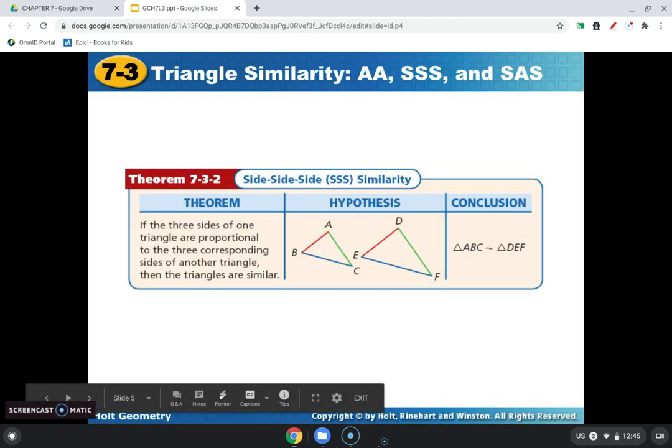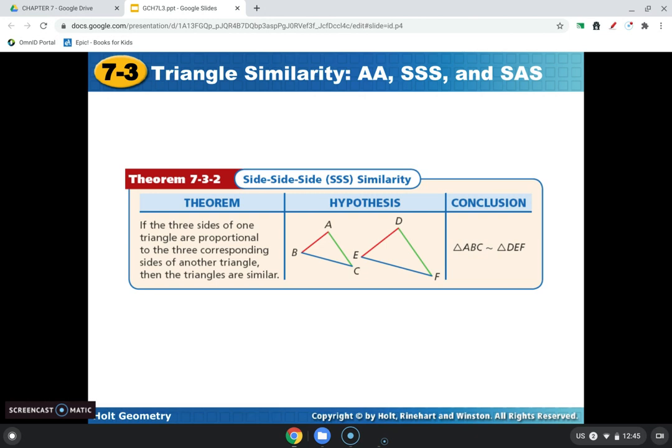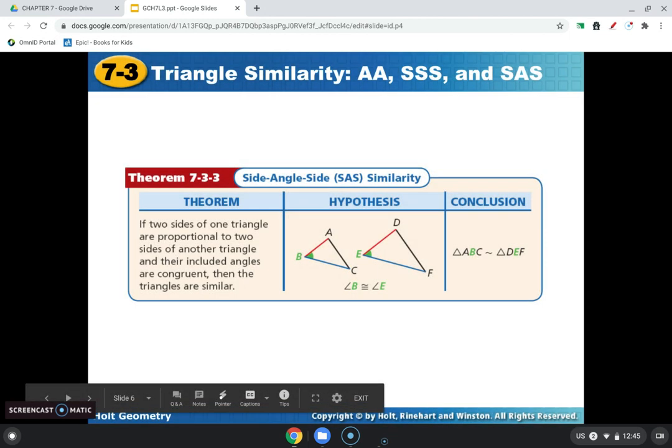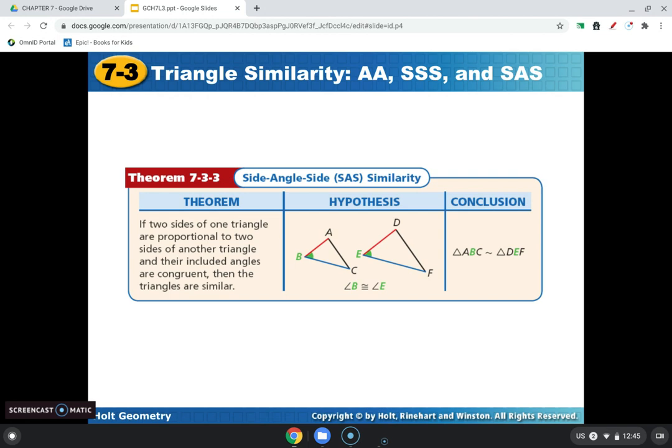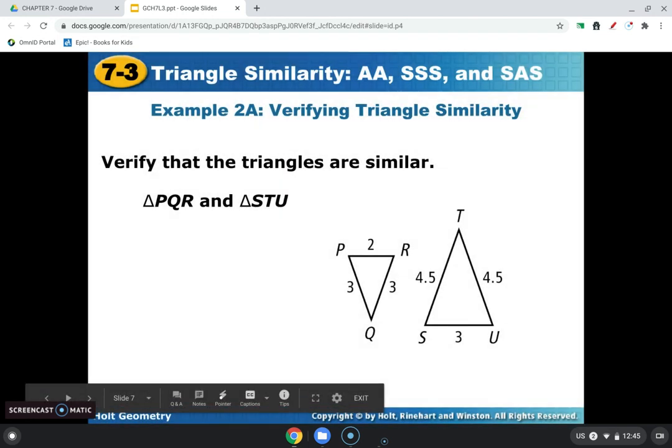All right, the next one, side-side-side. If 3 sides of one triangle are proportional to 3 corresponding sides of another, then the triangles are similar. So side-side-side works as well. And you have to show they're proportional, not the same. And side-angle-side also works for similarity, showing that the sides are proportional and then the included angle would have to be the same. So those are the 3 ways to prove that triangles are similar.